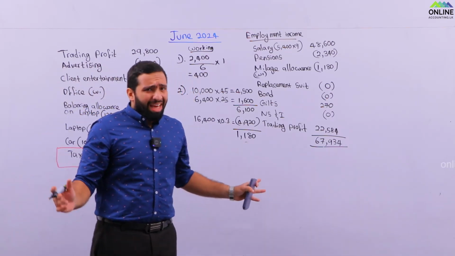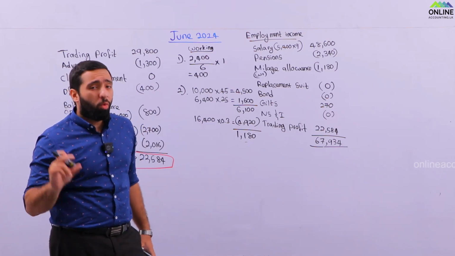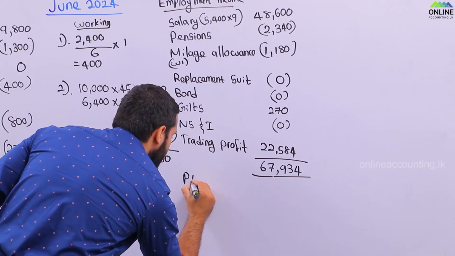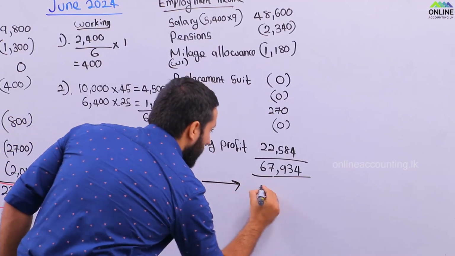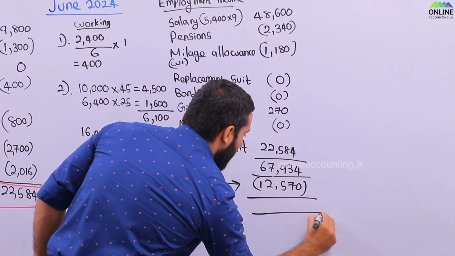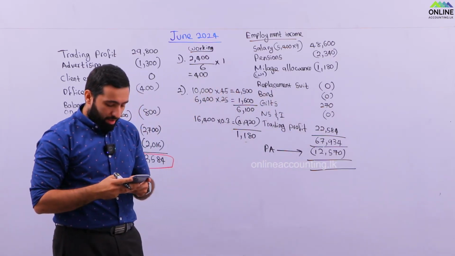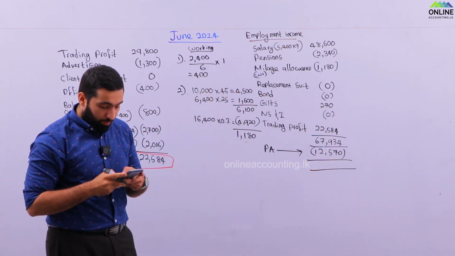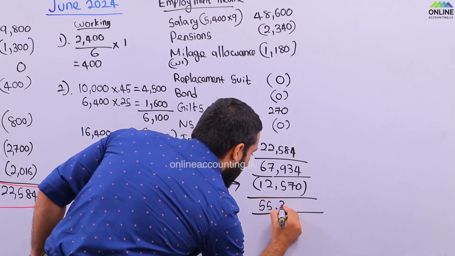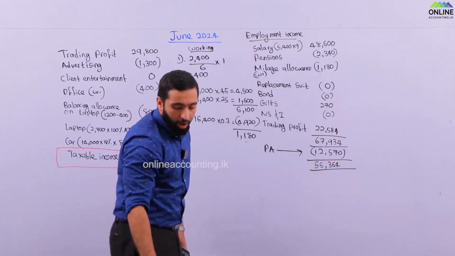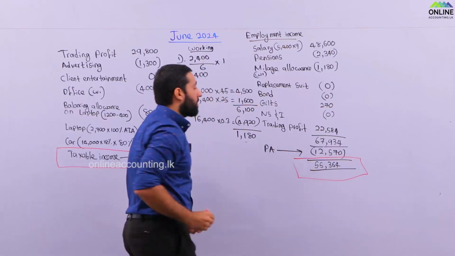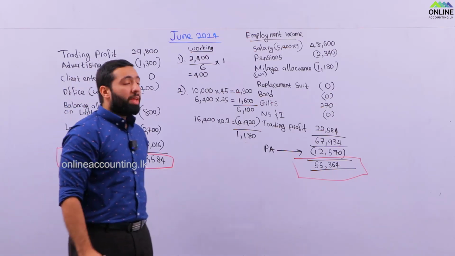And then what else? Yes, the taxable profit. How to arrive at the taxable profit? You need to reduce the personal allowance. How much is the personal allowance? 12,570. You need to reduce this 12,570, and then finally you can arrive at 55,364. Yes, 55,364 is your final value. And then you are done with part B of your question number 2, and this is your answer.